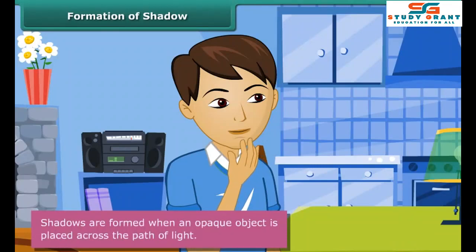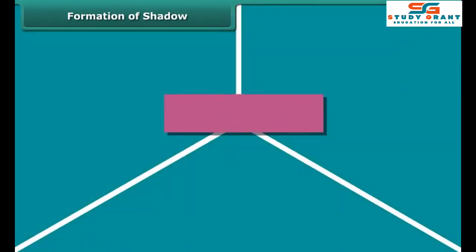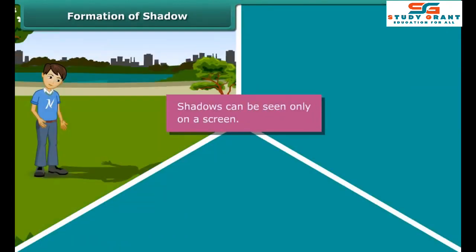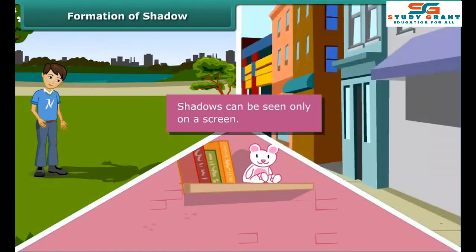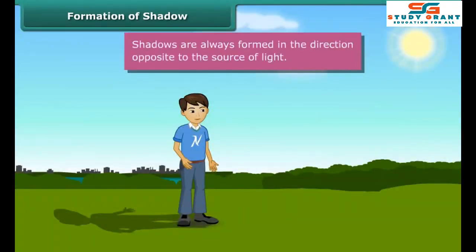On a Sunday morning, you are on your way to the market to buy some milk. The sun is shining bright on your face. You see your shadow on the ground behind you. The same day in the evening, you are out in the park playing football. The sun's rays fall on your back. You see your shadow on the ground in front of you. After a while, the sun sets. There are no more shadows.